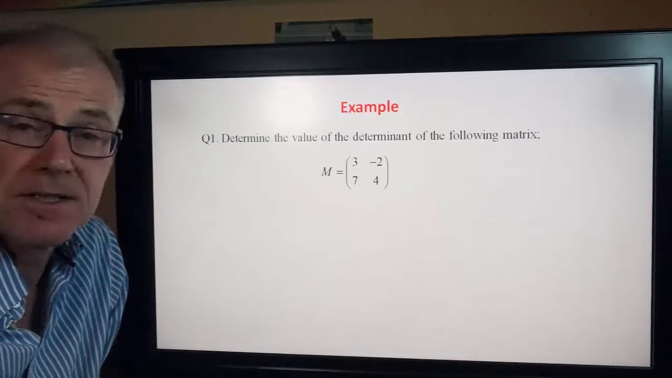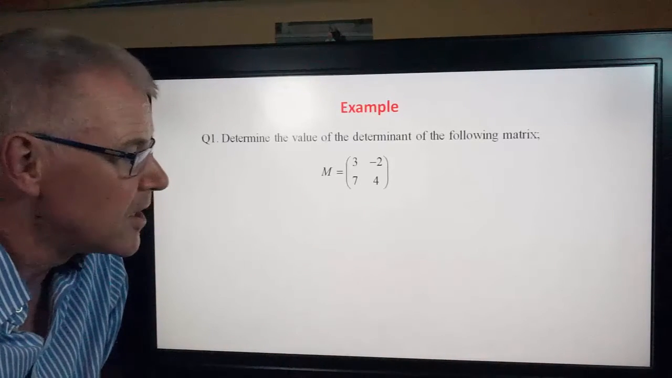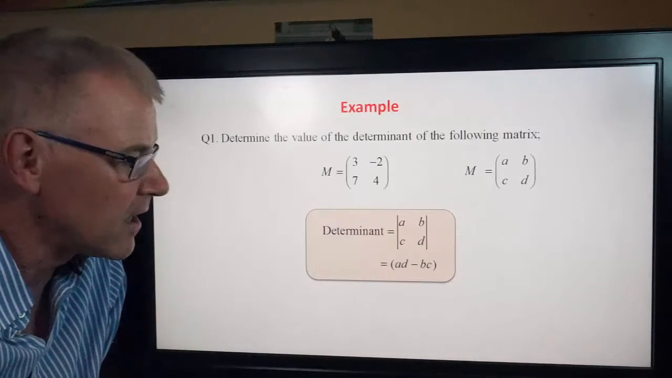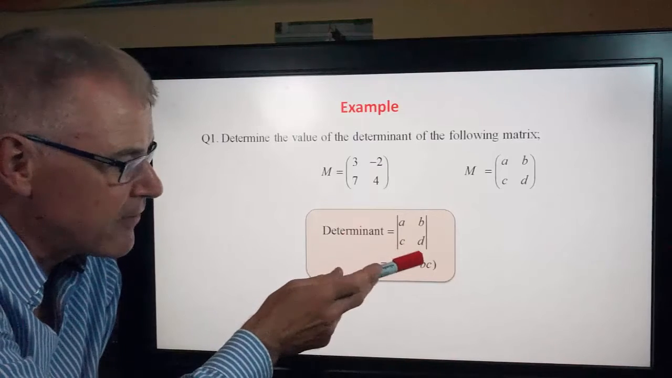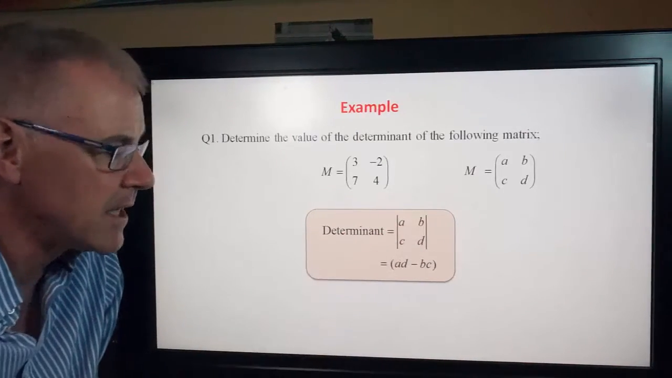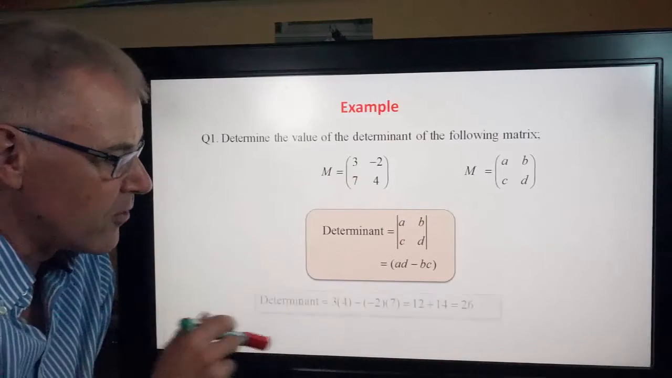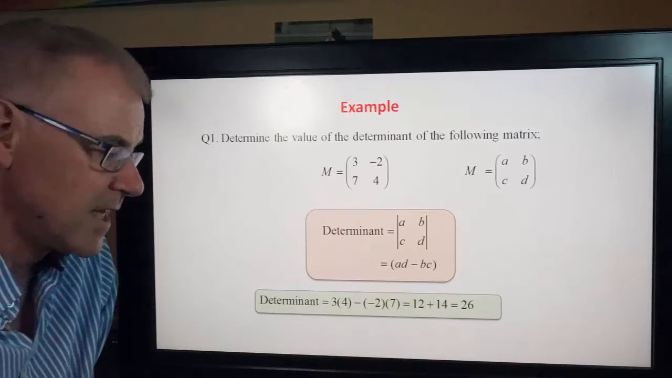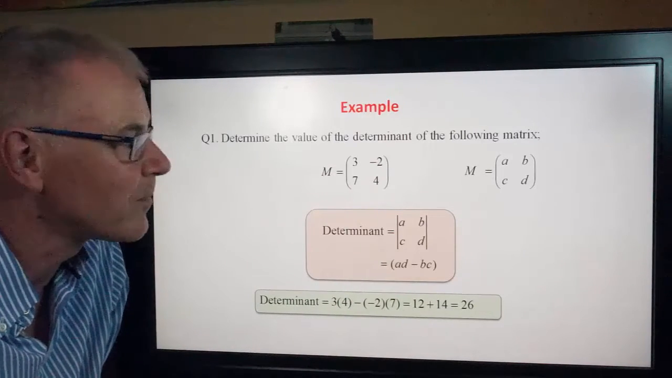Determine the determinant of the following 2 by 2 matrix. So as we said, it's indicated by the two vertical lines, and the determinant is the difference between the products of the two diagonals, AD minus BC. So that's going to be 3 times 4 minus 2 times 7. So it's 12 plus 14, which is 26.